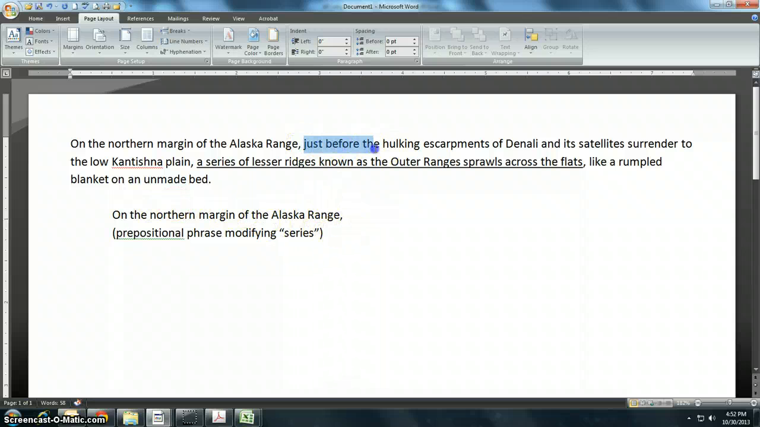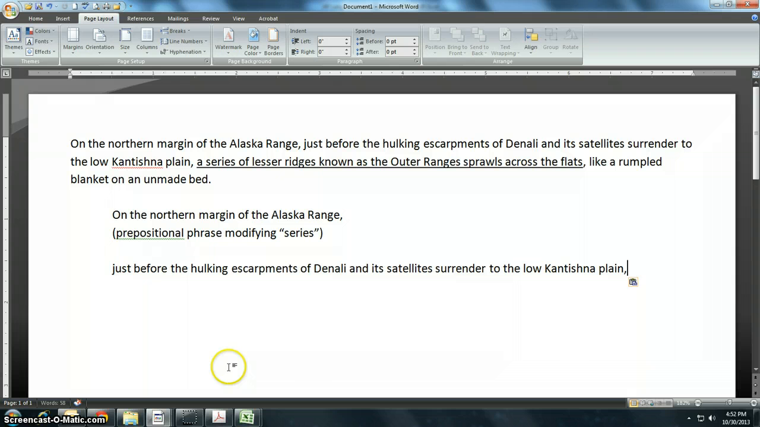Next, just before the hulking escarpments of Denali and its satellites surrender to the low Kantishna Plain. That's my next element. Okay, so what is that modifying? It's once again telling me more about where these lesser ridges are. So let's indent it the same space. It's modifying something in the independent clause. All right, what kind of structure do we have here? We have an adverb, just, but this isn't really an adverb clause. It's just a little modifying word. The head word is actually before. This is another prepositional phrase.